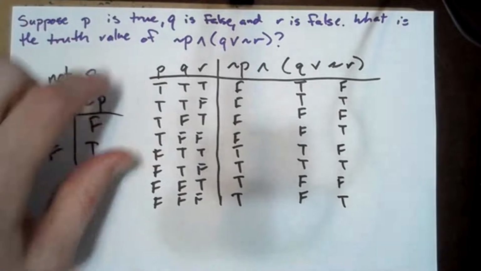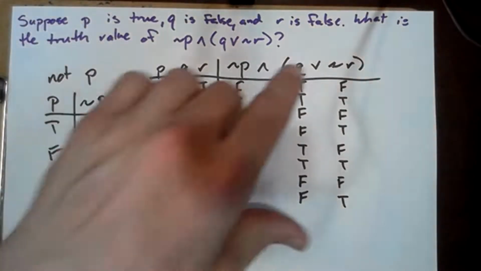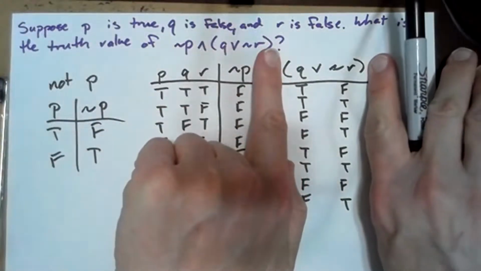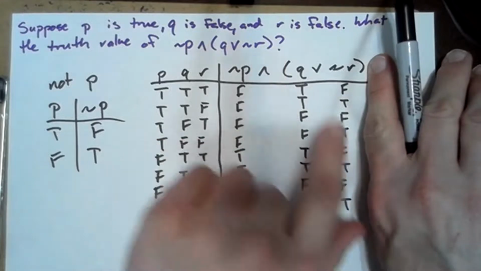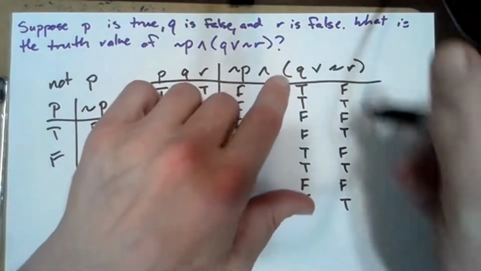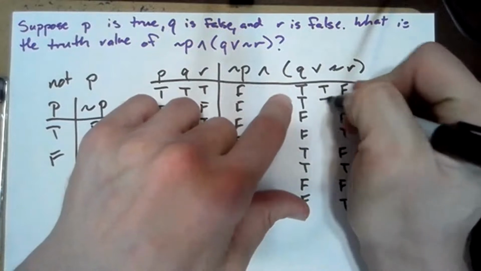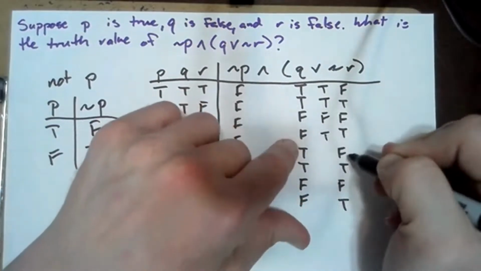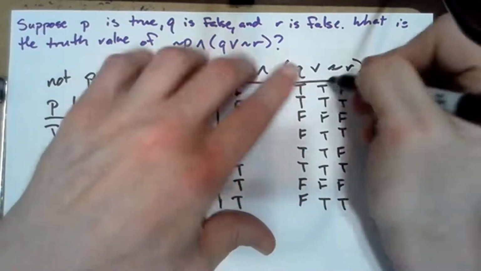Okay, now what I like to do next is to look at the OR between our Q and our not R. And we know that OR is true if either of the entries are true. So we've got a true, false, that's true. True, true is true. False, false is false. False, true is true. True, false, true, true, false, true.